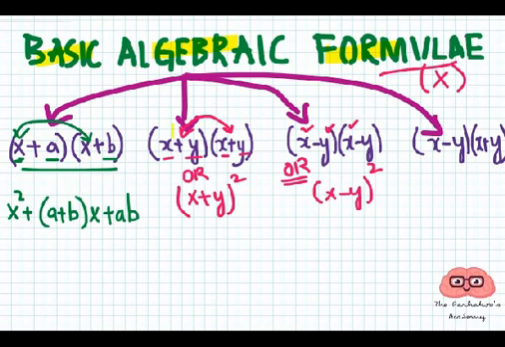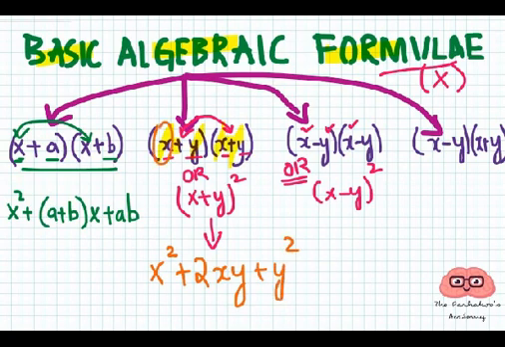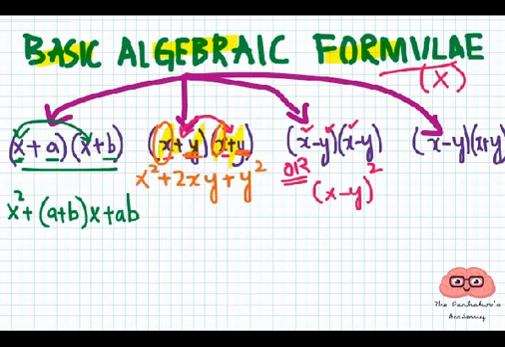So the second case is when both the terms in both the brackets are the same and there's a plus sign in the middle. The shortcut way to solve such a multiplication is x squared plus 2xy plus y squared. Square the first term, square the second term, and 2 times the product of the first and second term. Now let's see an example of such a case.